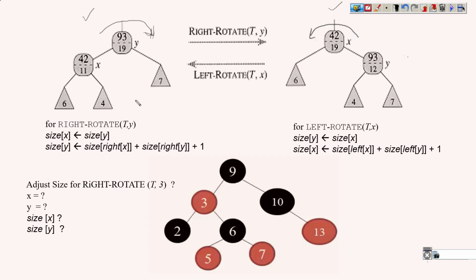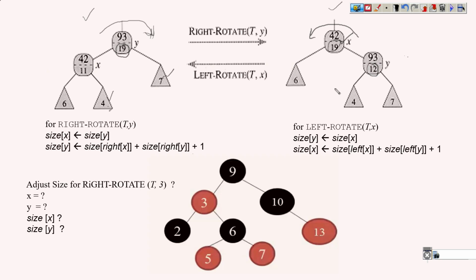Now, how can we maintain the size field? Here we are focusing on how to manage the size field. When you are going to rotate, then this is going to come at the root. So the size of y will be assigned to x, that means x becomes 19 here. And we take the size of the right child of x and the size of the right child of y, and add these two fields. So 7 plus 4 plus 1 will be given as the size here, 12. You can see this is becoming 12 here.